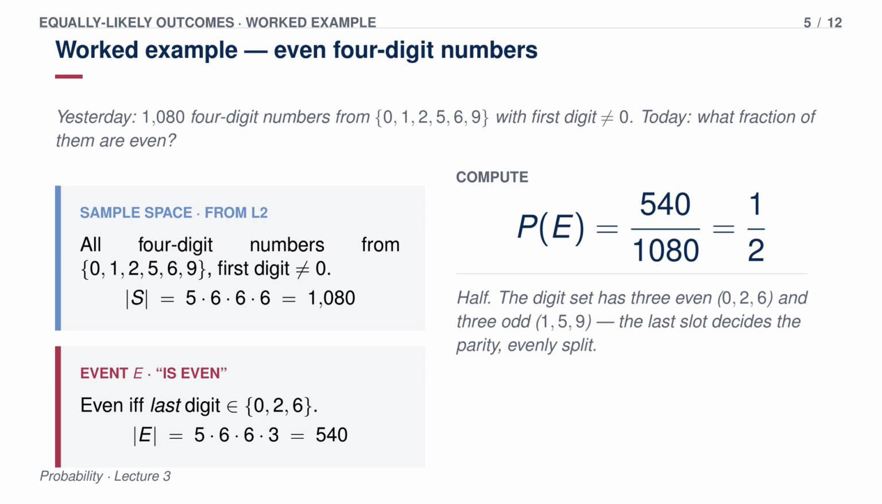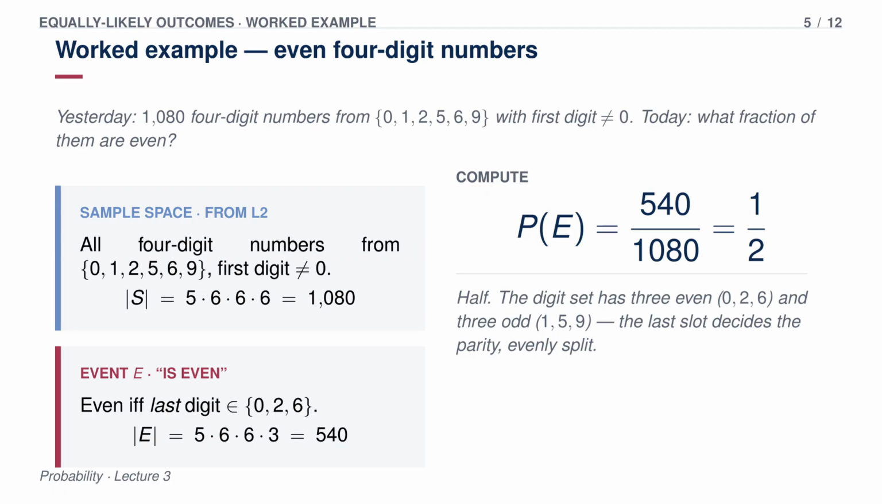That locks in 3 choices for the final slot of our 4-digit number. And the other slots operate under the exact same constraints as before. So the first slot still has 5 choices, because we cannot start with a 0. The second slot has 6 choices. The third slot has 6 choices. The only difference is that our new final slot is restricted to 3 choices. So you multiply those: 5 times 6 times 6 times 3, which comes out to exactly 540.